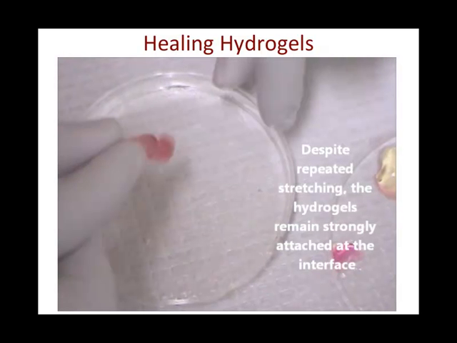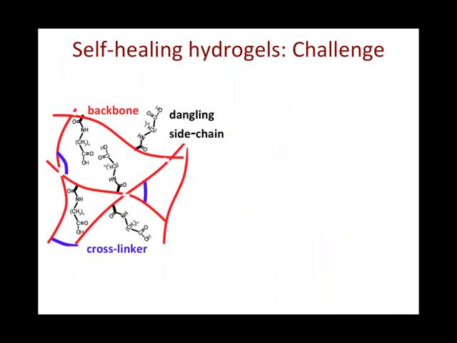Now, despite repeated stretching, the hydrogels can still stick to each other. But if we take the hydrogels and put them at higher pH, like pH 10 and 9 that we did, they separate at the interface. Now, how would we do this?